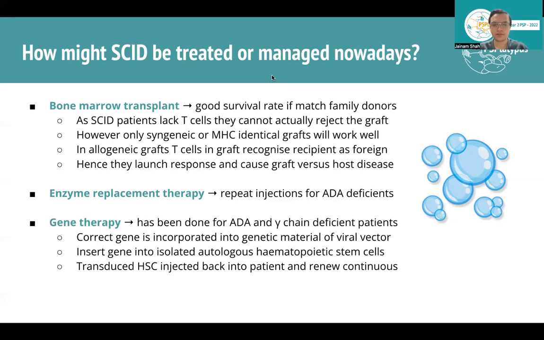Enzyme replacement therapy is also one thing. So especially in the previous disease we talked about, when you have enzyme deficiencies, you can do injections. For example, if someone is deficient in ADA, you can give them that, as well as gene therapy. So this is something that is more novel, and it has been tested with the ADA and gamma chain deficient patients. So for previous conditions we discussed, sometimes you can have a viral vector that delivers those genes into the cells. You can insert the genes into hematopoietic stem cells and then inject them back into the patient.